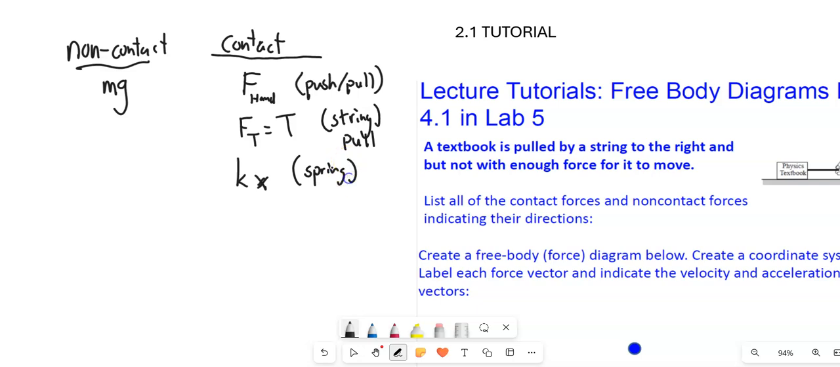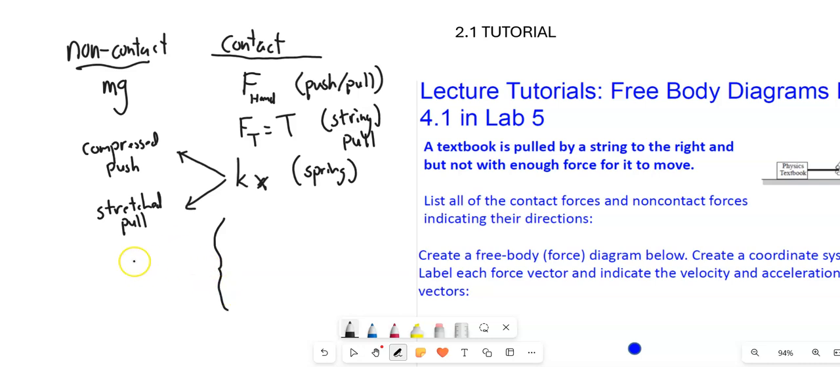Now, spring forces have 2 components to them. If it's compressed, it pushes back. A compressed spring pushes, and that's going to be a pushing force. A stretched spring will pull. So please watch 2.2 to learn more about that spring force.